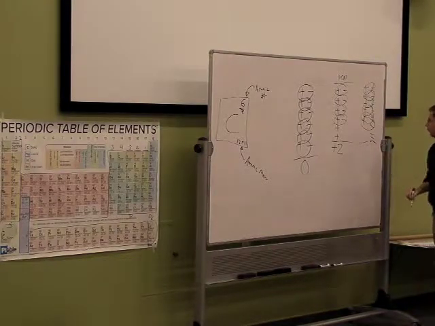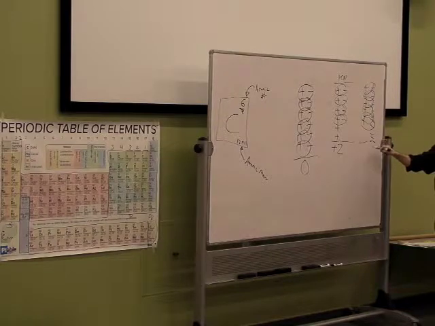So this is -2. So if you've got an atom with more electrons than usual, it's negative. If you've got an atom with less electrons than usual, it's positive.